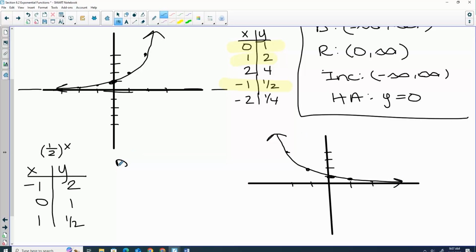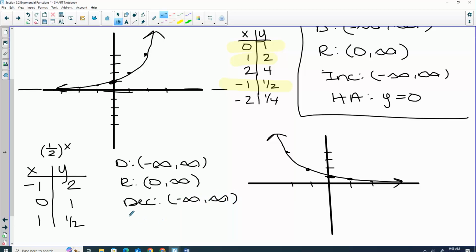So what's my domain? The range, what y's do we hit? Everything bigger than 0. 0 gets parentheses because we don't ever hit it. Is this one increasing or decreasing? And we still have that horizontal asymptote at 0.